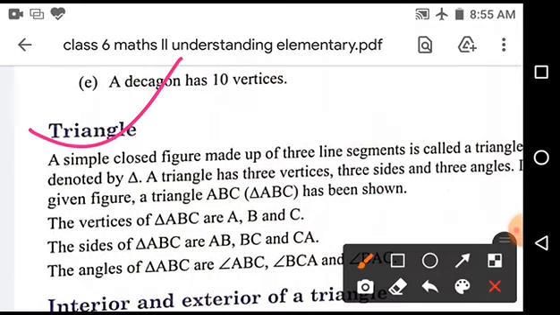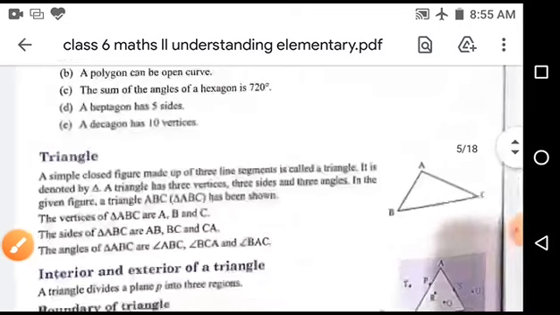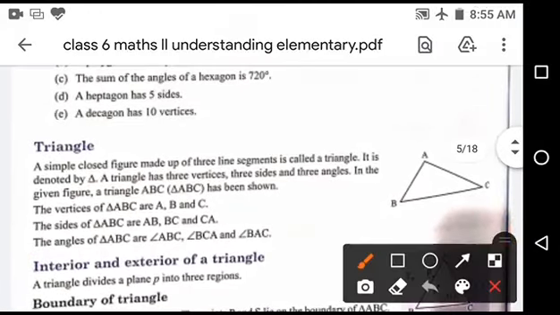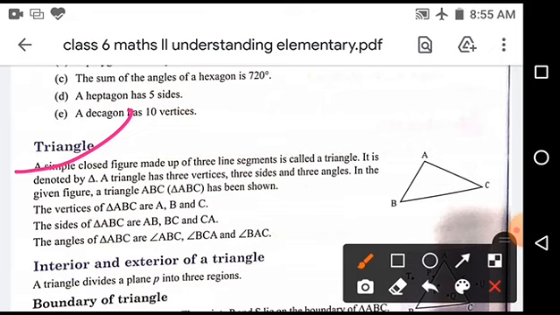Now children, the next topic is triangle. So what is a triangle? See here, a simple closed figure made up of 3 line segments is called a triangle. It is denoted by the symbol delta. A triangle has 3 vertices, 3 sides and 3 angles. In the figure you can see a closed surface covered by 3 sides is called a triangle. A triangle contains 3 angles, 3 sides, 3 vertices, 3 medians and 3 altitudes. Clear?